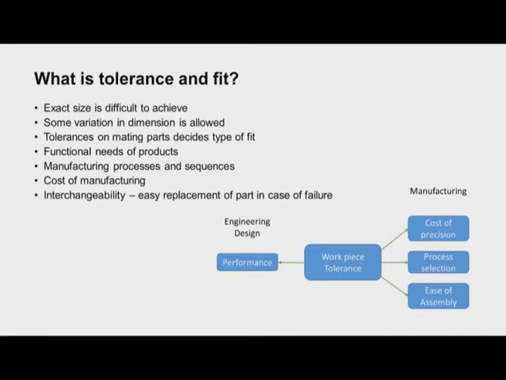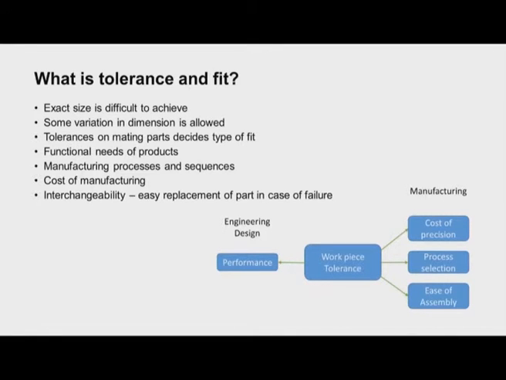Now we know that it is always very difficult to produce parts to an exact size. When we try to produce parts to an exact size, we have to use more precise manufacturing processes like grinding, lapping or super finishing. So thereby the cost of the product will increase. So we should always see what the functional aspect and the manufacturing aspect of the product are, and then we should fix what the allowable deviation is.